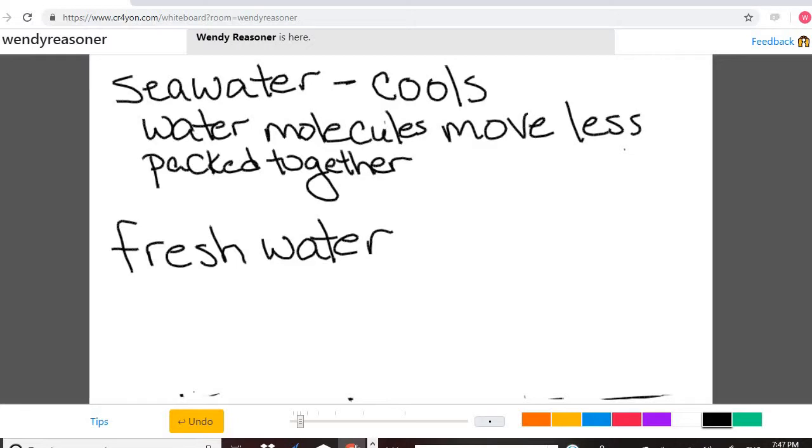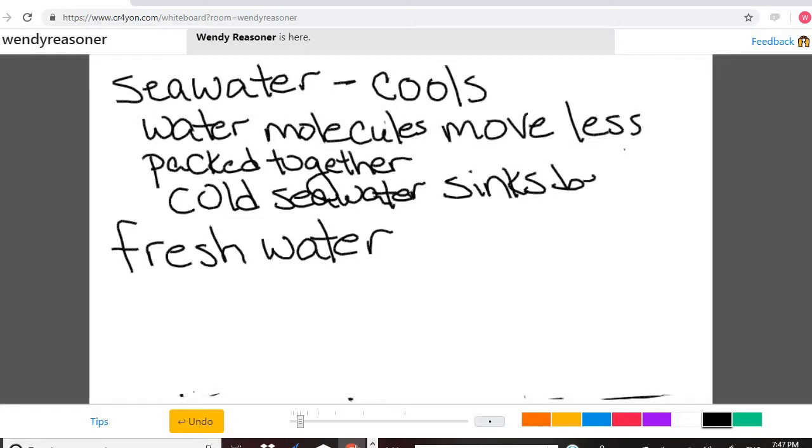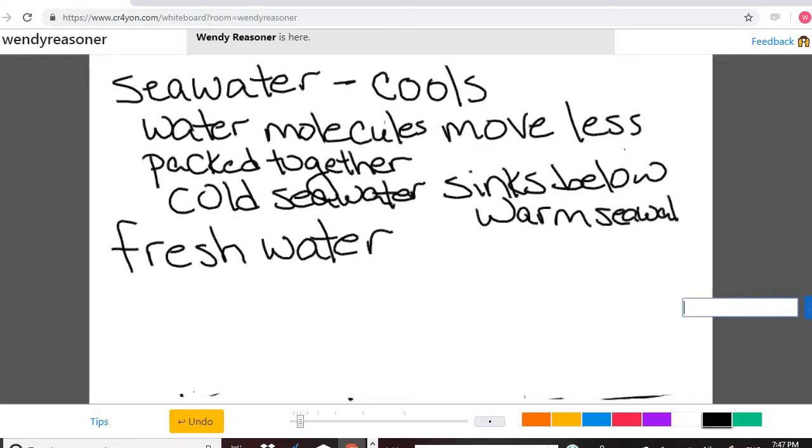So because of that, cold seawater sinks below warm seawater. So if we look at a body of salt water like an ocean, the colder seawater will be lower, and the warmer seawater would be at the surface. Now that is true of freshwater also. So freshwater also sinks. It becomes more dense and sinks as it gets colder.